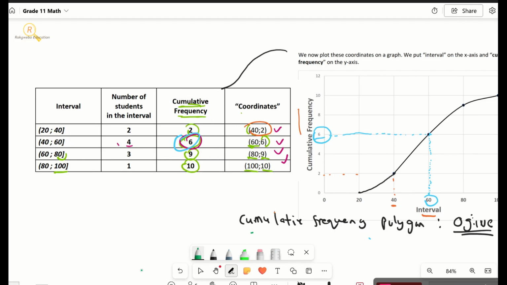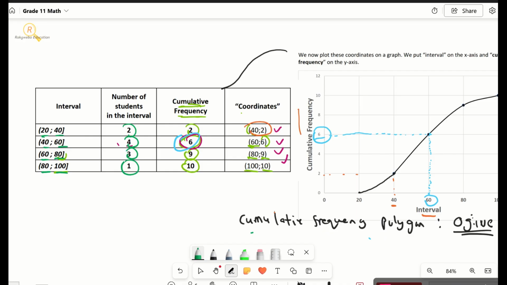Remember from the table we were looking at the marks of 10 learners in a class. We established from the data that 2 learners got a mark between 20 and 40. We had 4 learners who got a mark between 40 and 60. We had 3 learners who got a mark between 60 and 80. We only had 1 learner who got a mark between 80 and 100.